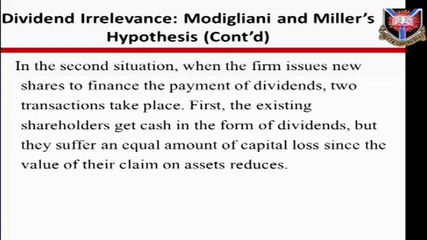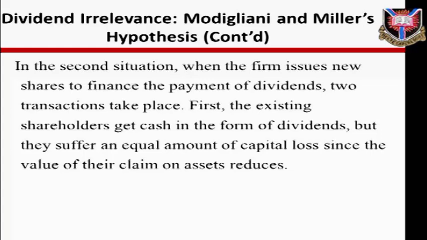In the second situation, when the firm issues new shares to finance the payment of dividend, two transactions take place. First, the existing shareholders get cash in the form of dividend, but they suffer an equal amount of capital loss since the value of their claim on assets reduces. Thus, the wealth of shareholders does not change.